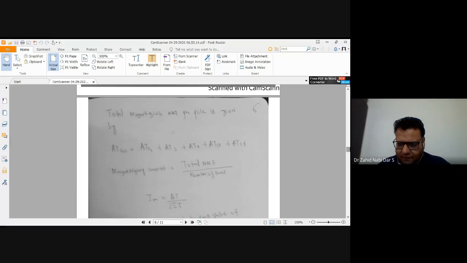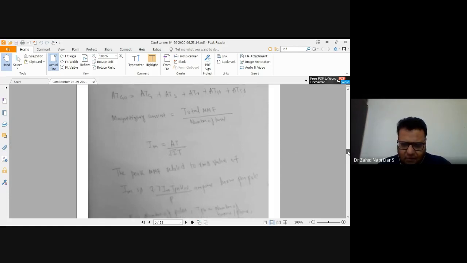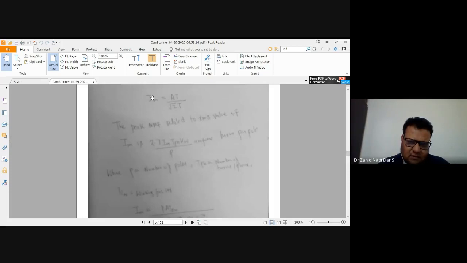Previously also, when we were studying the transformer, we have seen Im is equal to AT divided by root 2 T. Why I am using root 2 T? Because ampere turns divided by turns will give you amperes. But why root 2 T? Because I'm taking my RMS value. If I'm taking RMS value, IRMS would be equal to Im by root 2. So this is IRMS value. Usually we take IRMS value. Here I should have written IRMS. But usually some books are neglecting, straight away they're writing Im as if it is assumed to be the RMS value.